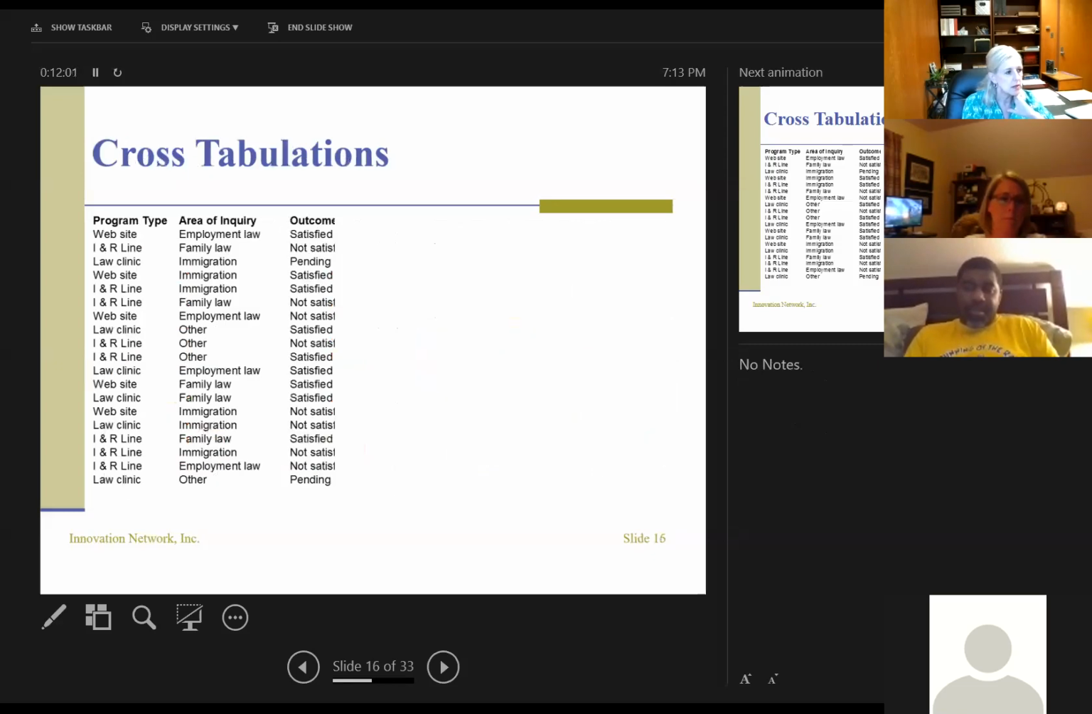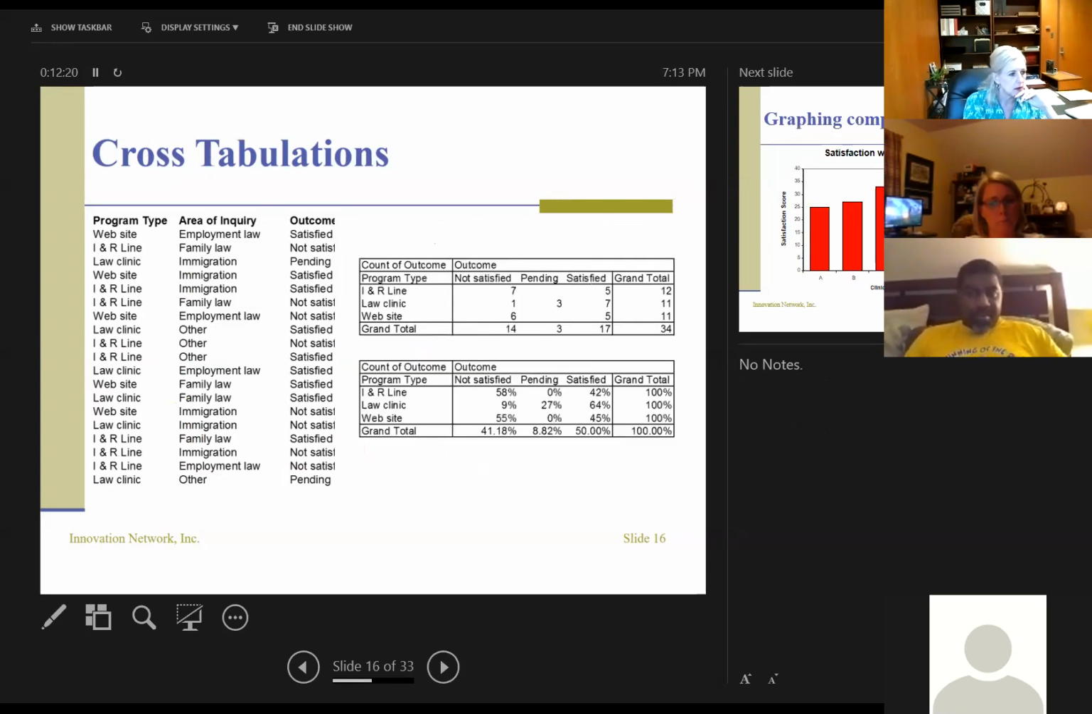Okay, we can also get into what's called cross tabulations, and basically all that means is that you're going to have 2 different kinds of data that you're looking at. So here is the raw data, so it talks about program type, area of inquiry, and the outcome. Now let's look at what that looks like in a cross tabulation, okay? So you've got the outcome by count and what the outcomes were. It was either not satisfied, pending, or satisfied. They give you the grand totals.